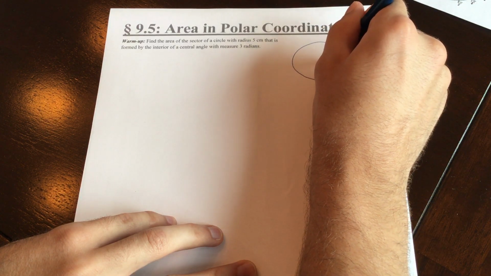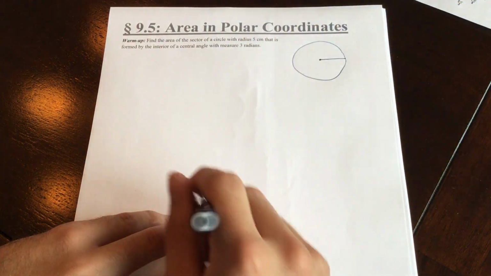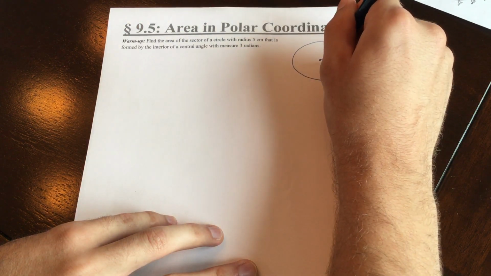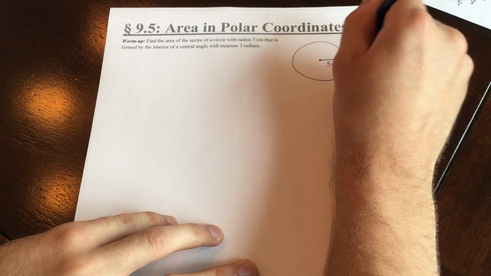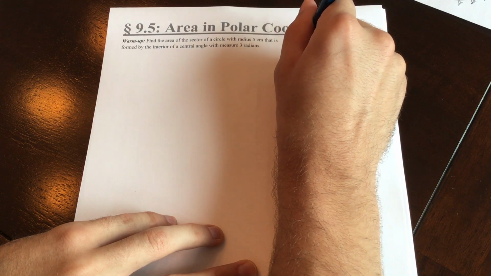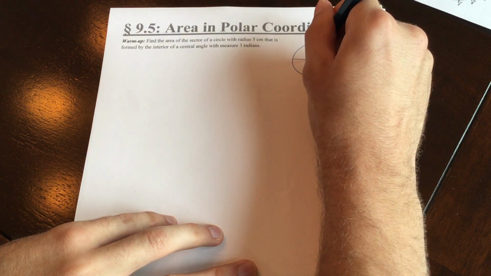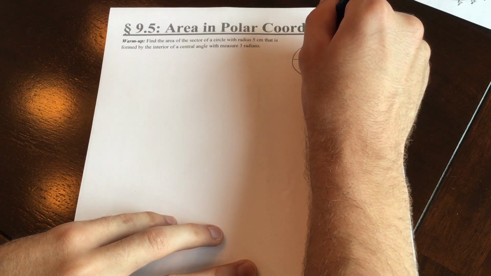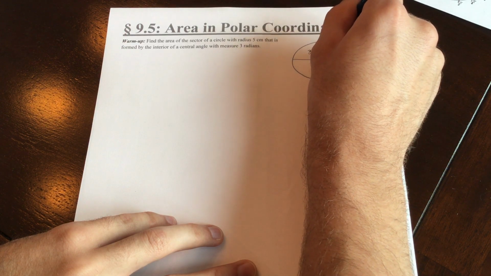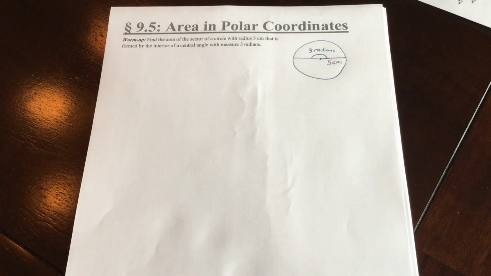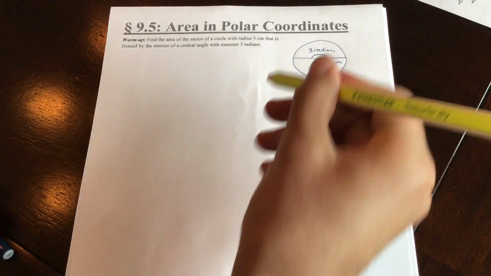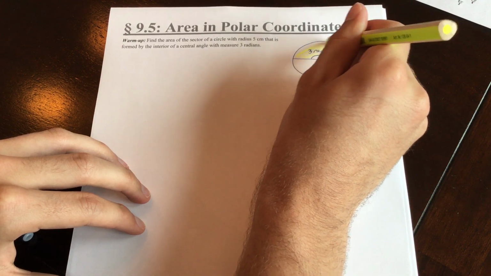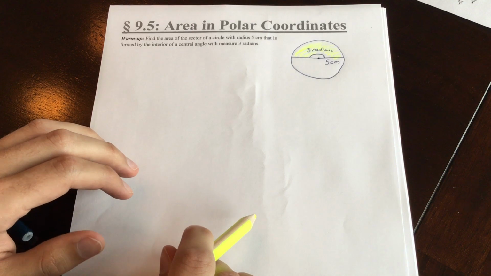In case all that vocabulary is just a bunch of math words, Bryce is going to go ahead and draw a picture of what it's saying. So you have a circle, radius 5 centimeters, and then your central angle just means its vertex is at the center of the circle, and it has a measure of 3 radians. He drew it so it's almost half the circle, since half would be 3.14 or so. And then we're finding the area of this piece here.